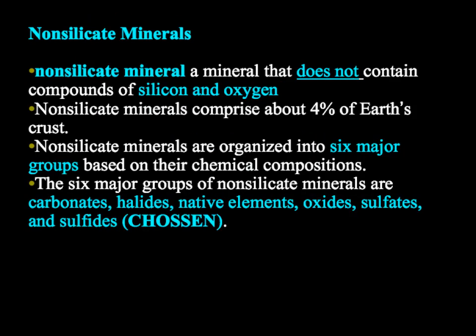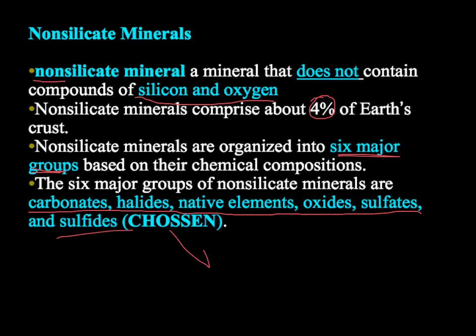The non-silicate minerals do not contain silicon and oxygen. That's where the non comes from. They're not silicates, and they make up 4% of the continental crust, and the crust pretty much in general. We break those into 6 major groups, and these groups are the carbonates, halides, native elements, oxides, sulfates, and sulfides. And CHONOS is an easy way to remember it, and this we'll see on the next slide.